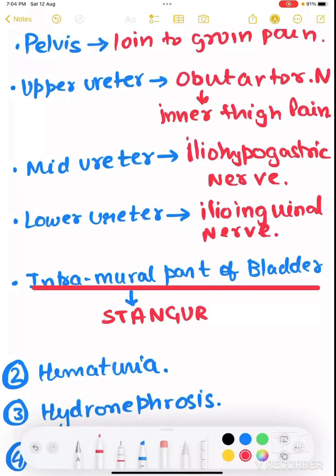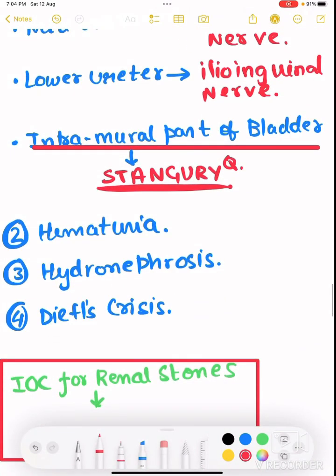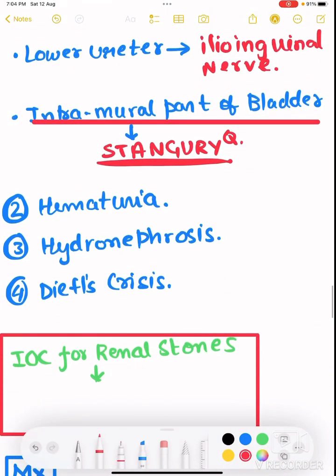Now it is very important to know strangury, right? What is strangury? Strangury is when you feel like passing urine, but you won't be able to pass urine. Instead of urine, 1 to 2 drops of blood will come. This is the definition of strangury. Other symptoms of stone are hematuria, hydronephrosis, and Dietl's crisis.